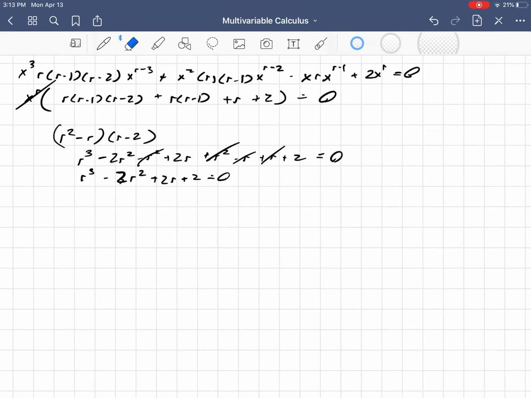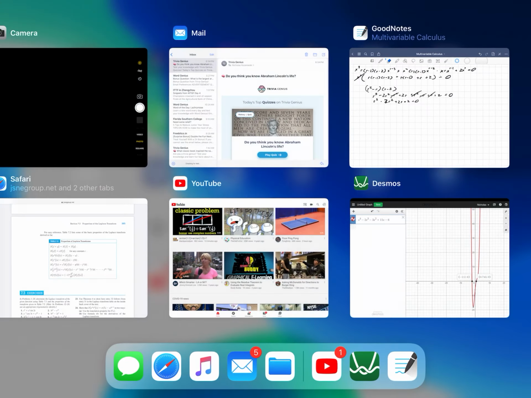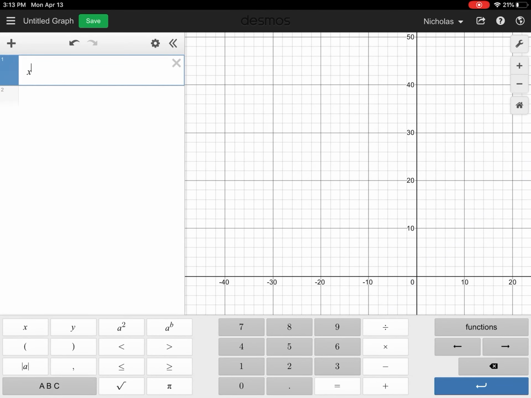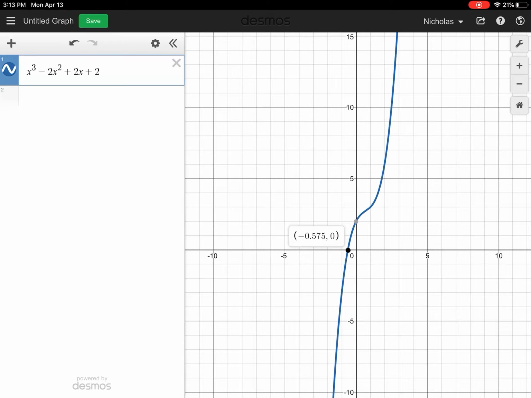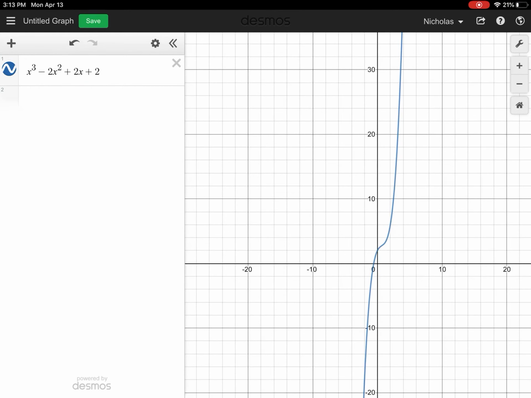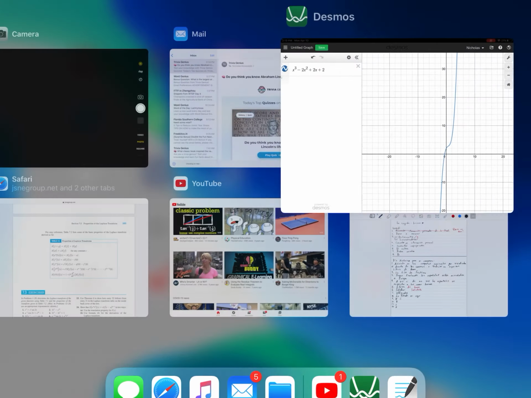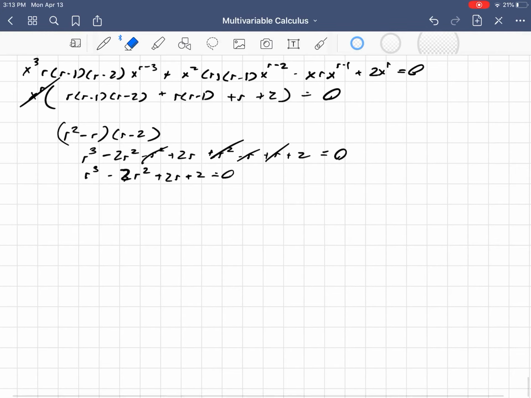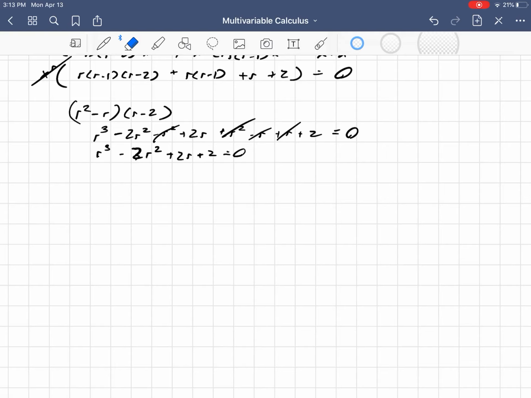Does that have a root at negative 1? Negative 1 minus 2 minus, no. Okay, let's see. I think it's time for Desmos. 1, negative 2, 2, 2. So I have 1x cubed minus 2x squared plus 2x plus 2. All right, I'm just going to take their hint in the book.